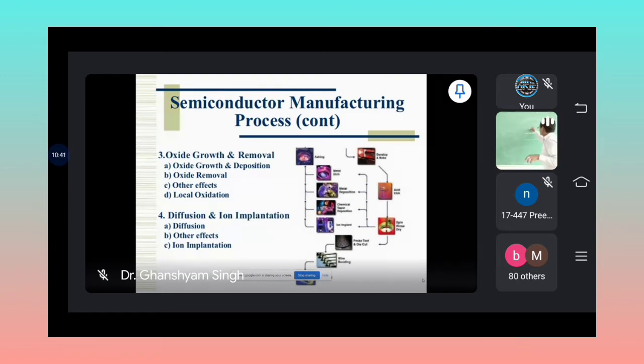Now we come to the third step, oxide growth and removal. It also contains basic steps: A. Oxide growth and deposition, B. Oxide removal, C. Other effects. Fourth, local oxidation. Now we come to step 4, diffusion and ion implantation technique. A. Diffusion, B. Other effects, C. Ion implantation technique.